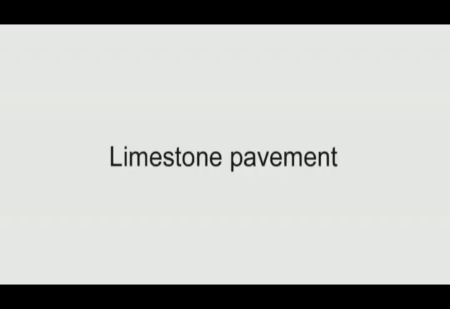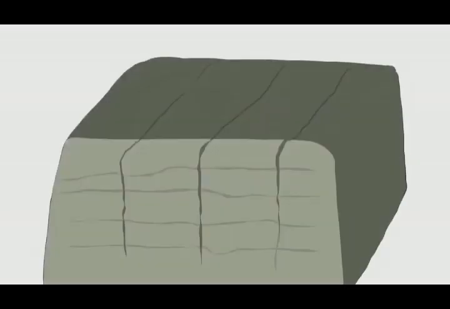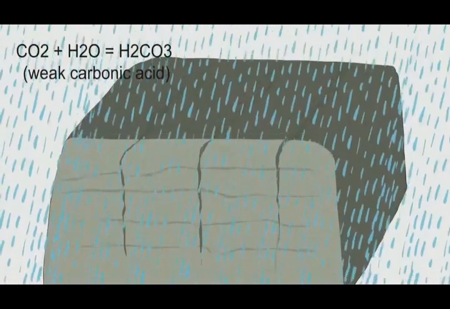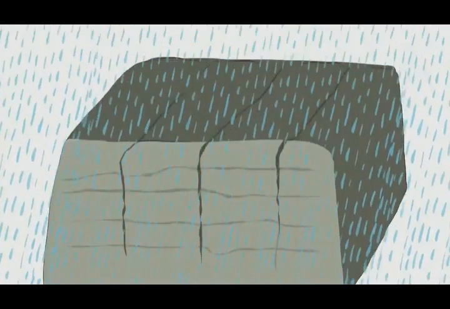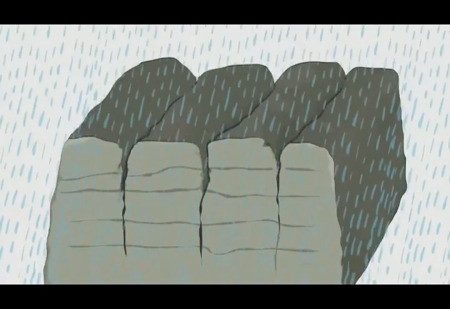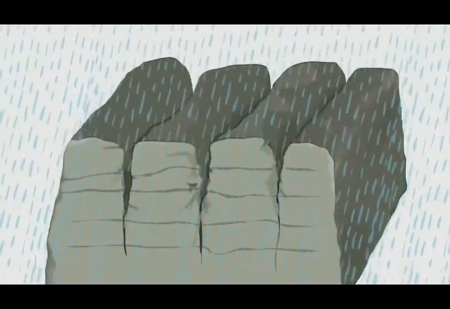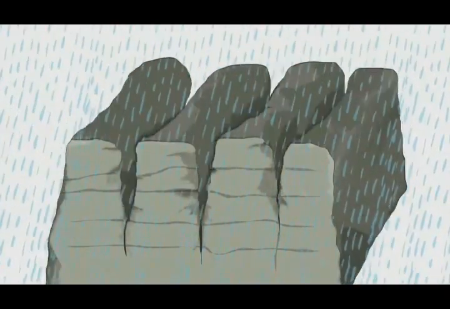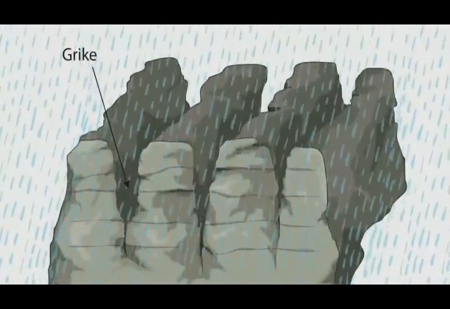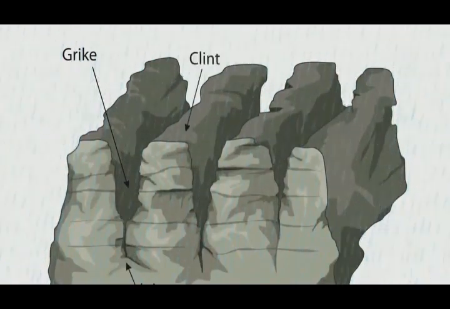Limestone pavement. Rainwater falls onto the exposed limestone. This passes through vertical joints in the rock, creating a weak carbonic acid. Carbonation then causes weathering of both the entire surface and the joints, and they become wider. This process creates grooves or gaps on the pavement called grikes. The blocks that are left in between are called clints. The combination of these features creates a landscape known as limestone pavement.